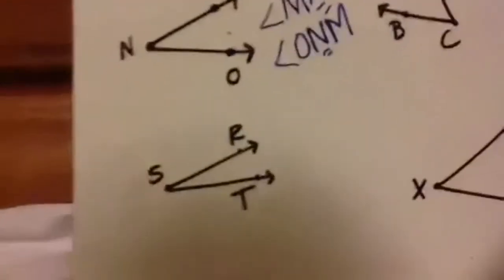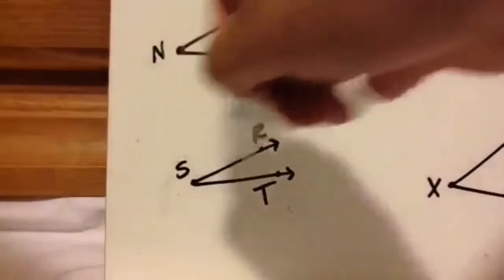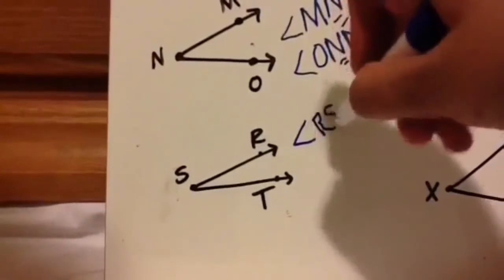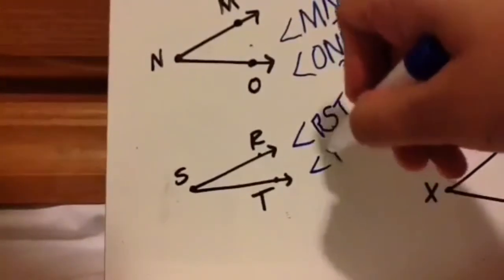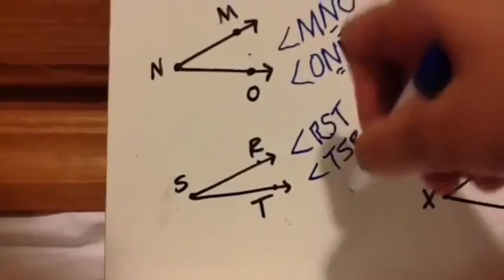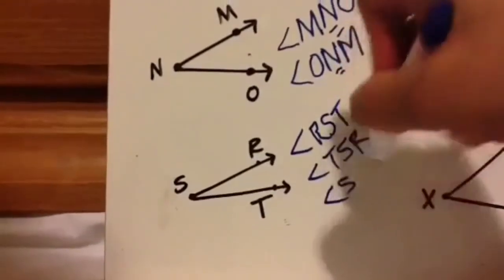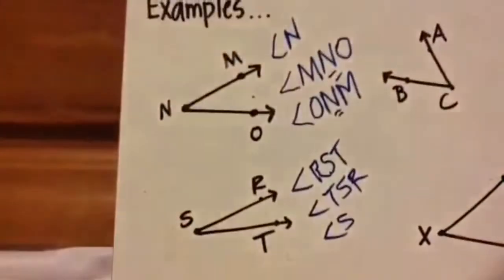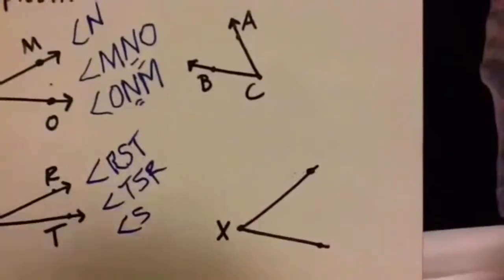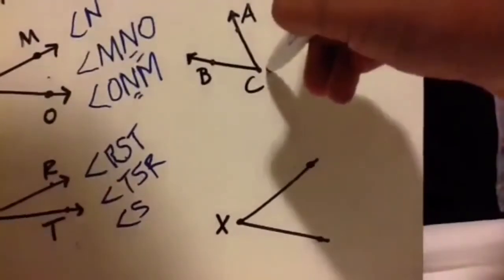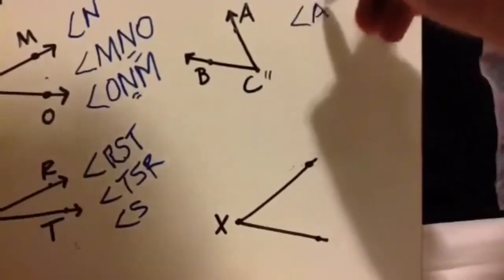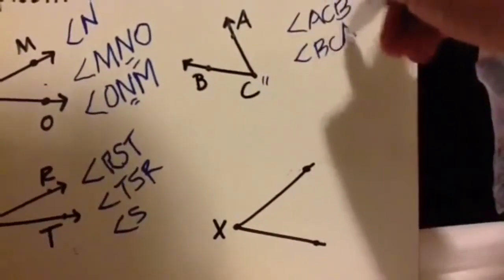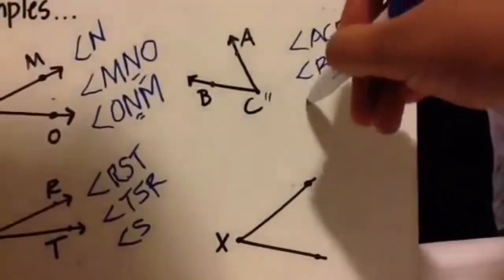Let's look at the next one. I know this is an angle because it's two rays connected. This can be angle RST or angle TSR or even angle S. Okay, let's look at some more examples. The C is in the middle, so it's going to be angle ACB or angle BCA or angle C.